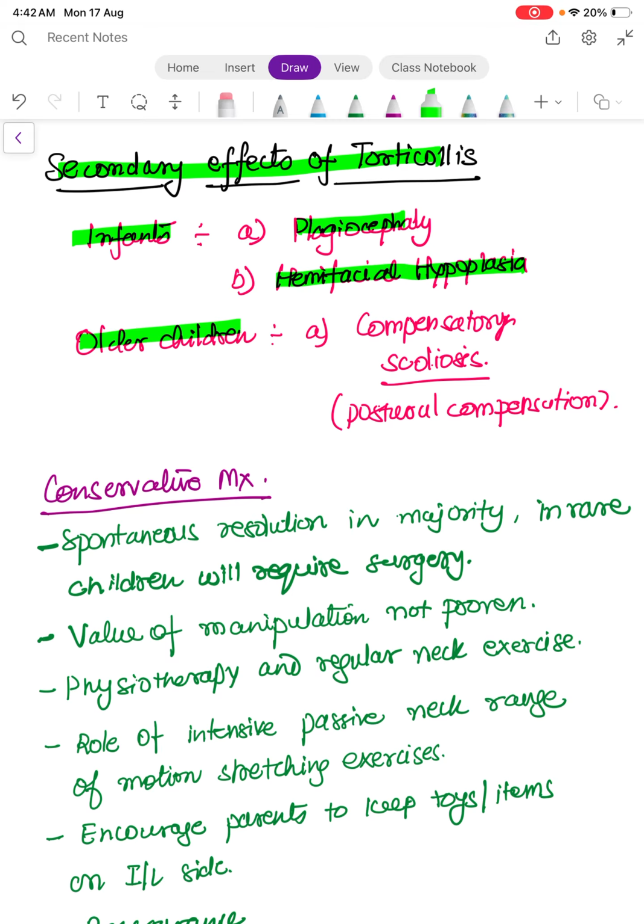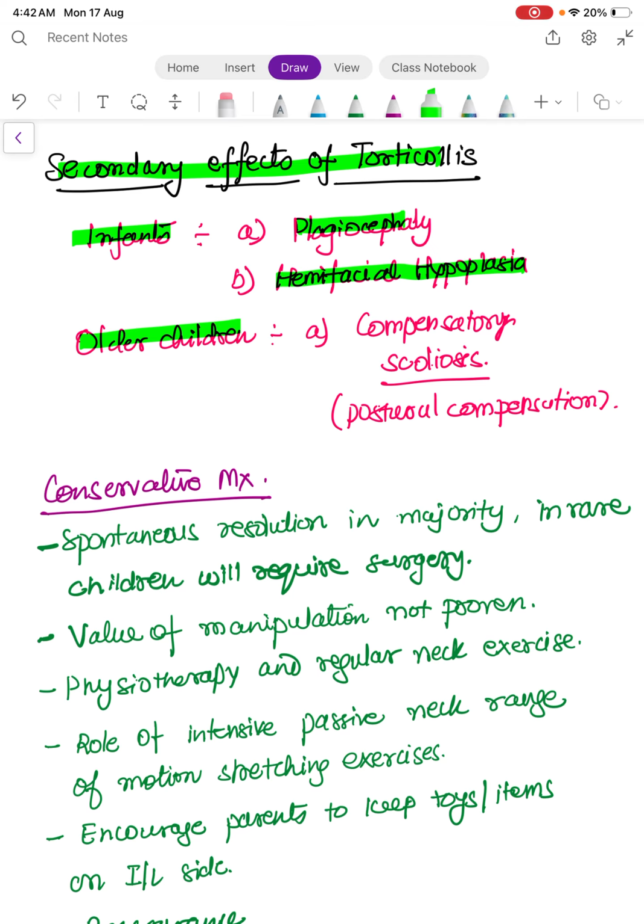Then we talk about hemifacial hypoplasia. A progressive facial deformity is seen when the sternocleidomastoid muscle immobilizes the face for a longer time. There is a rule in pediatrics that the normal growth of bone depends on normal muscular movement. Because of the torticollis, there is a restriction on that particular side, and growth is hampered on the same side. That will cause hemifacial hypoplasia.